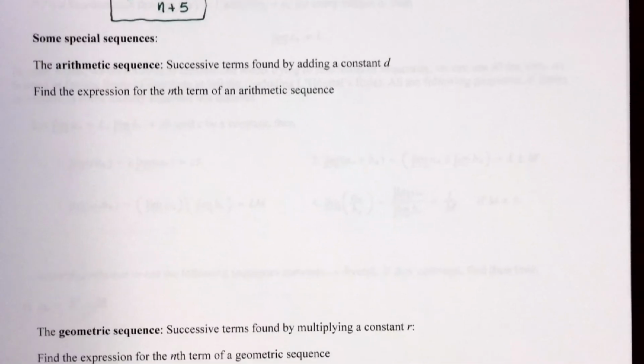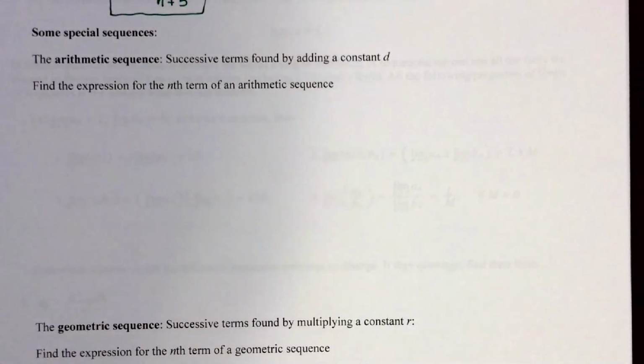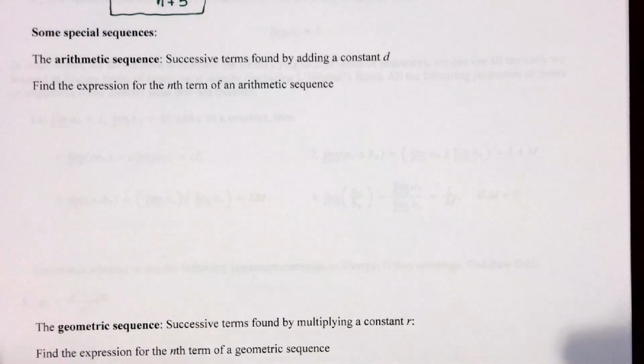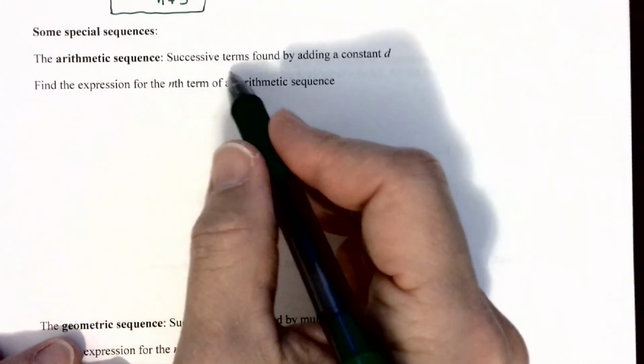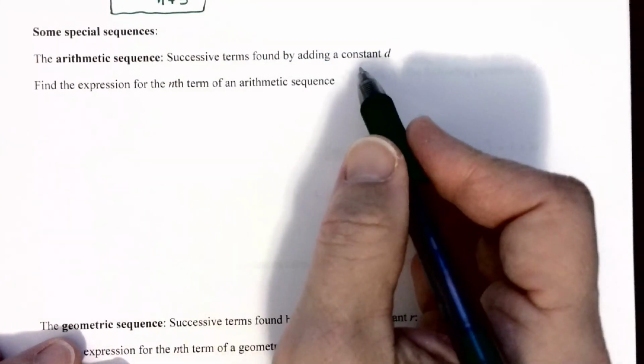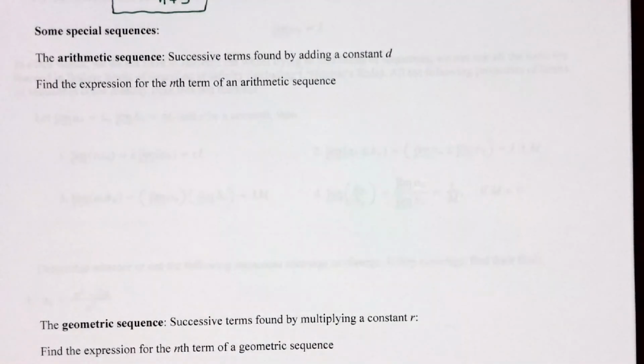Okay. Now, some special sequences. I'm going to look at two special types of sequences, the arithmetic and the geometric sequences. Arithmetic sequences are sequences where successive terms are found by adding a constant d. And so we're going to find an expression for the nth term of such a sequence.